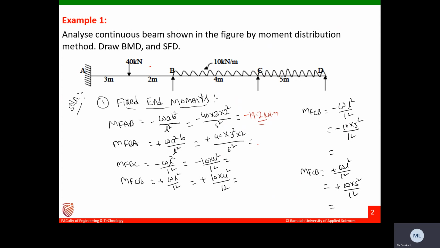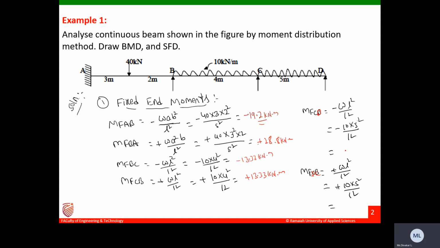You will get plus 28.8 kilonewton meter, and MF of BC will be minus 13.33 kilonewton meters. Similarly, MF of CB will be plus 13.33 kilonewton meters. So here, sorry, this is BA and this is CD, sorry, CD, and this is DC.